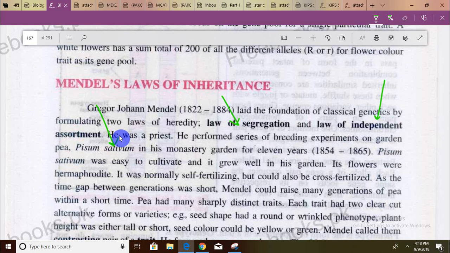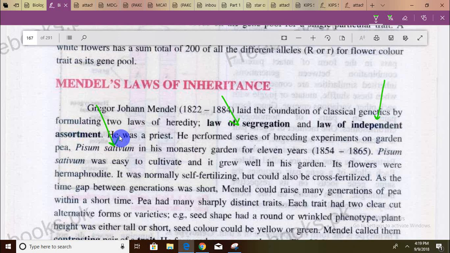So he did this for 11 years in his monastery, and this garden pea was easy to cultivate, grew well in his garden, and its flowers were hermaphrodite, which means that they had both male and female reproductive organs. Must have made things easier. It normally self-fertilized, but it could be cross-fertilized.